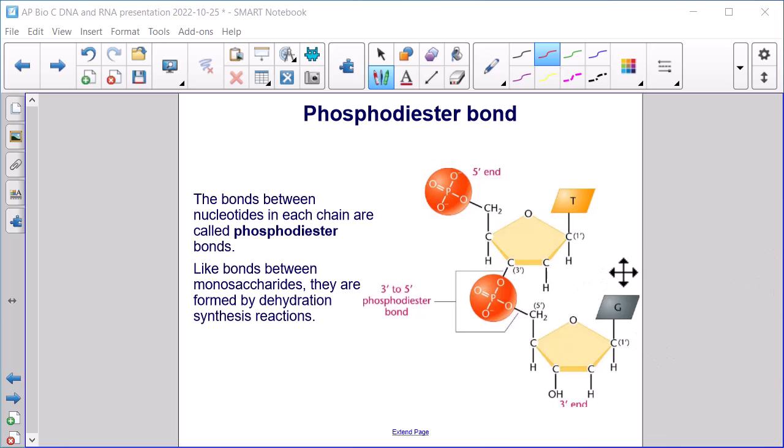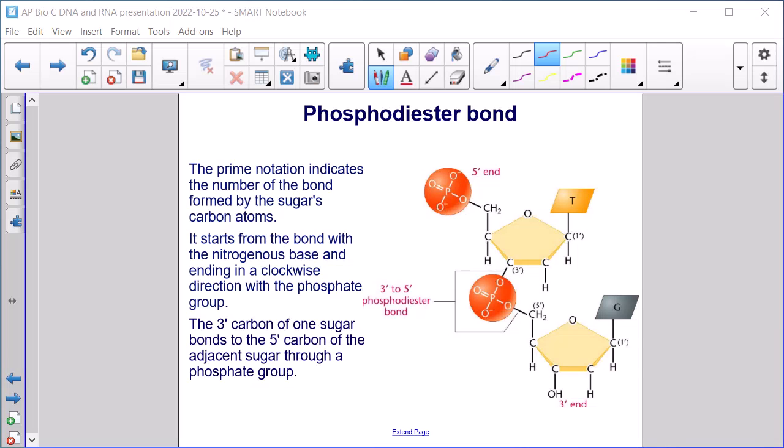So here's one nucleotide, G. We have the nitrogenous base G. So if I just put a box here, right? And then here's a neighboring one, T here. You can see the formation of this phosphodiester bond between the phosphate of one nucleotide and the sugar of an adjacent nucleotide.